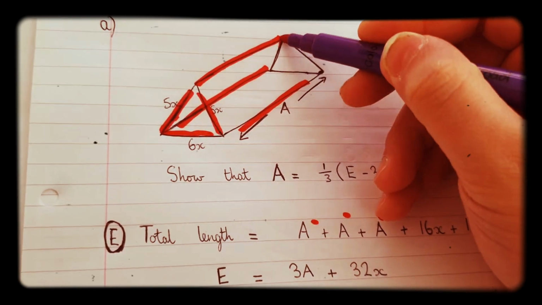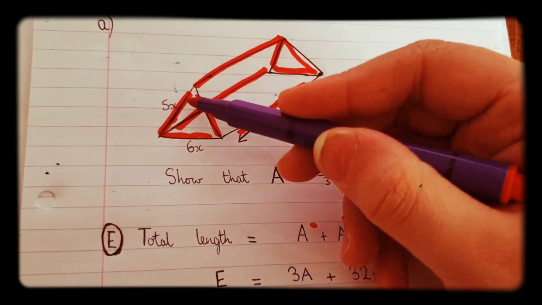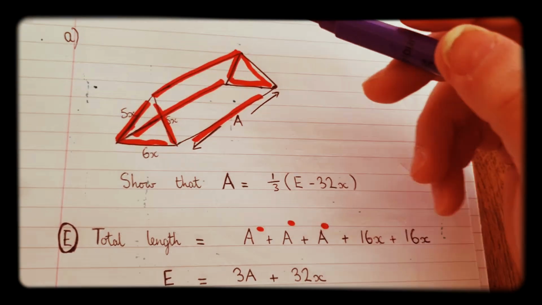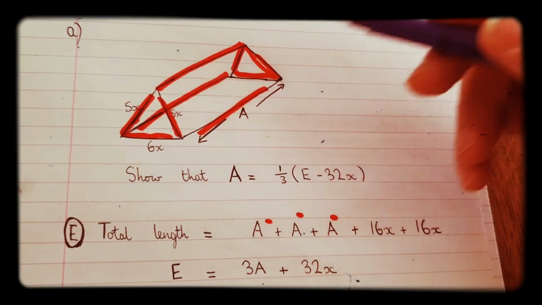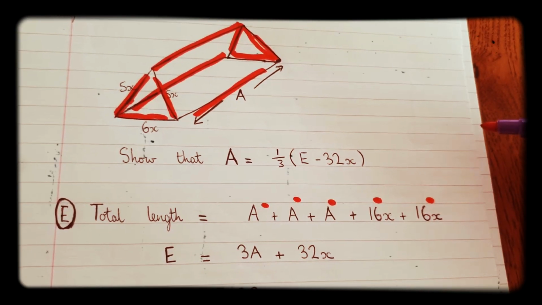and then on the other side. Okay, so we've been told that these lengths are 5x, 5x, and 6x, which is 16x, and over here we have the same thing, 5x, 5x, and 6x. So that's where these two 16x's come from.